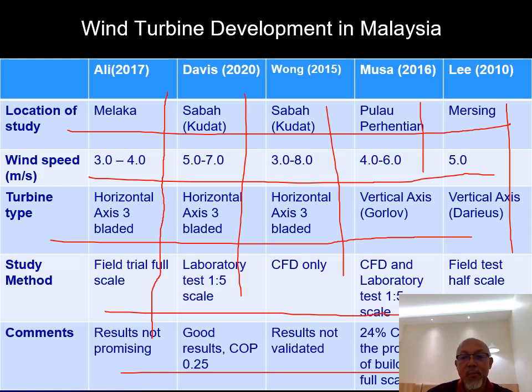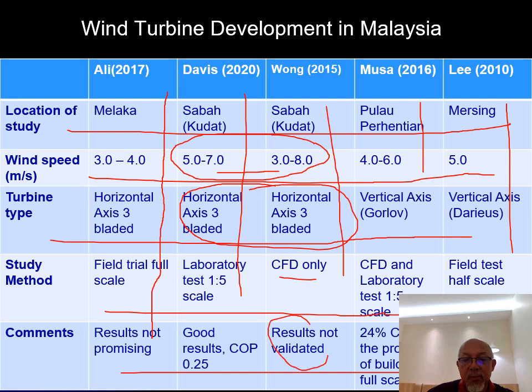So maybe you want to analyze, for example, just look at these two. Both did it in Sabah, in Kudat, but they use different wind speeds. So maybe you want to critically examine why they have different wind speeds. Okay, so that's number one. And both use horizontal axis three-bladed, but one did a laboratory test. This is CFD. So you may want to comment on the not validated results and the good results. What about the COP?